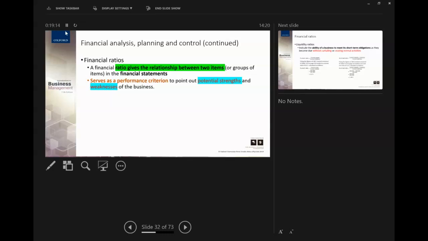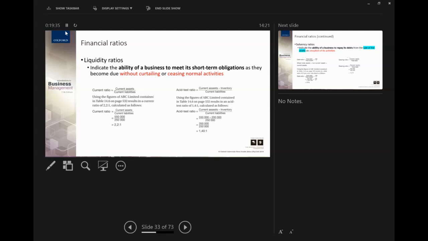So here they're saying ratios, a financial ratio gives the relationship between two items or groups of items in the financial statement. Serves as a performance criterion to point out potential strengths or weaknesses of the business. And then here they start breaking down the different types of ratios that you get.